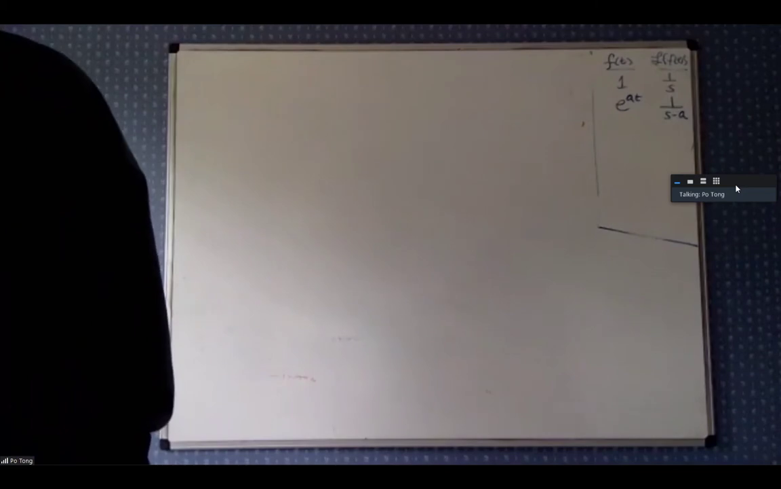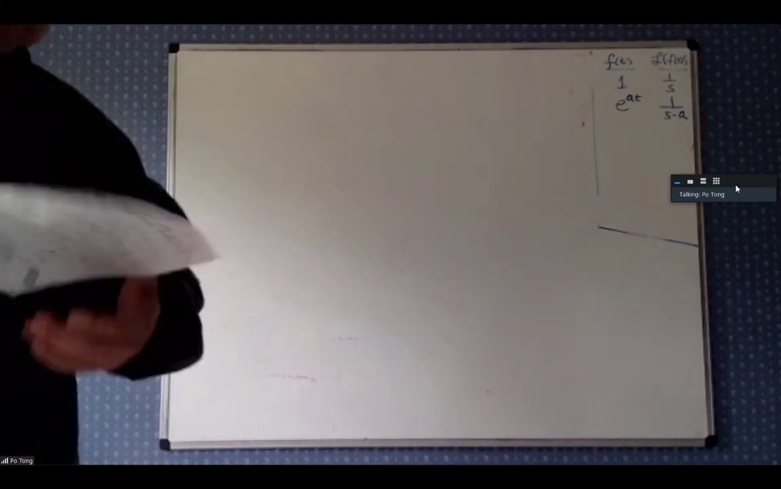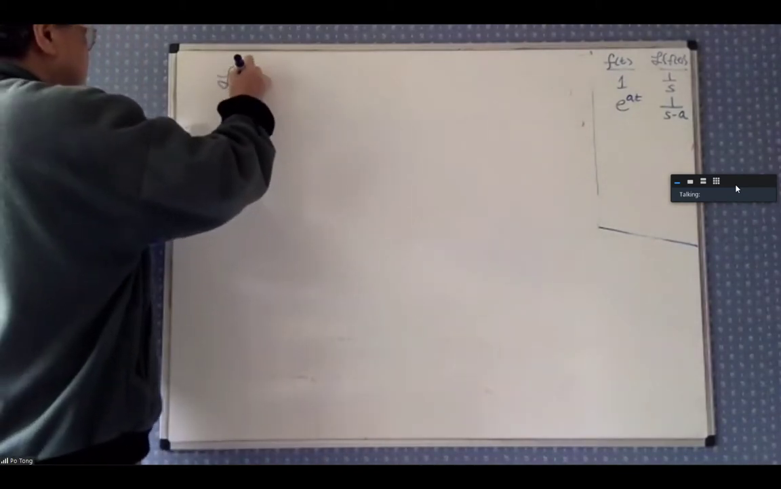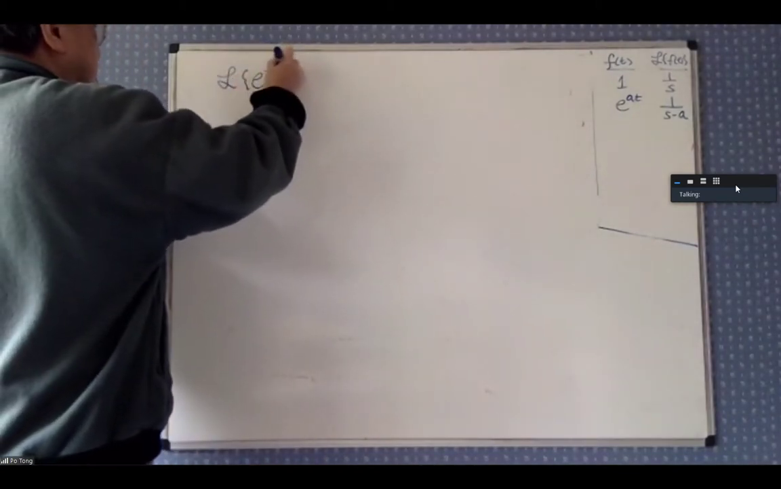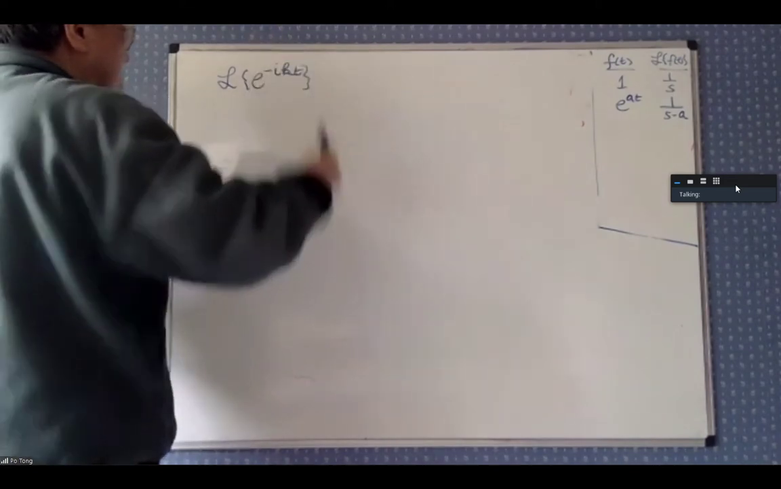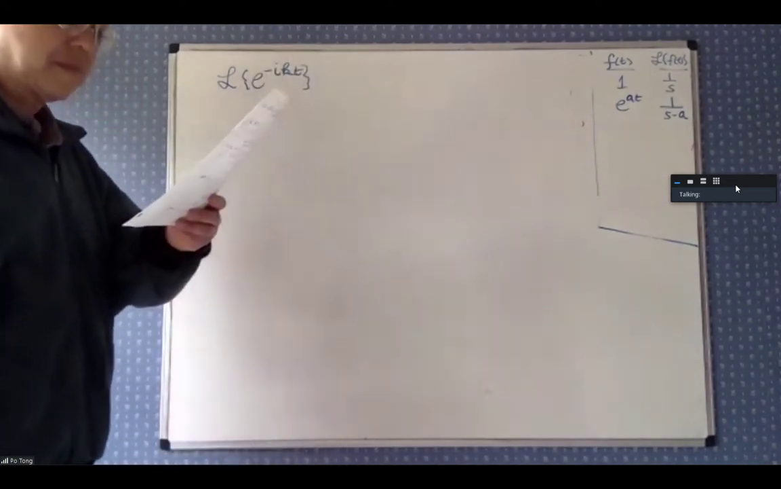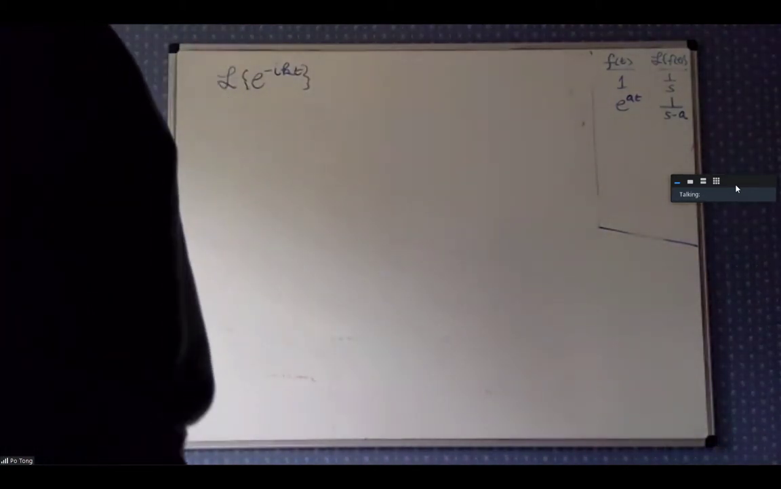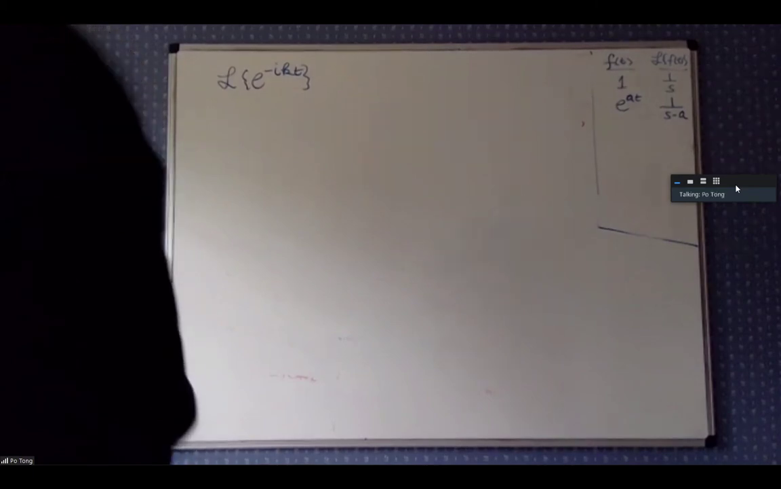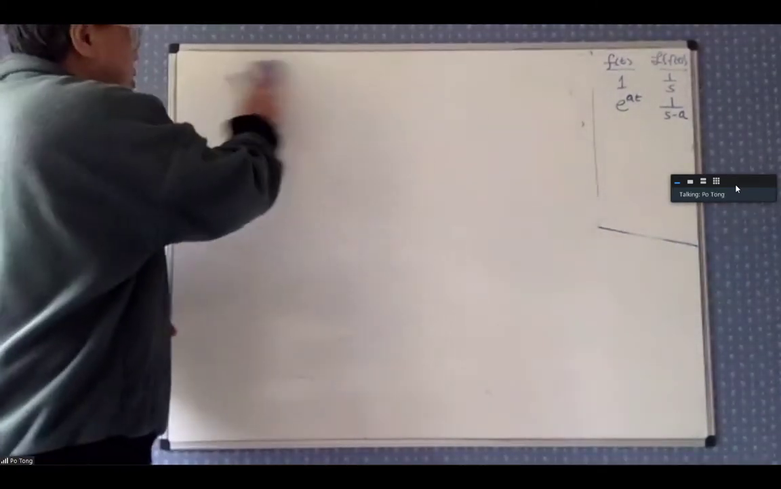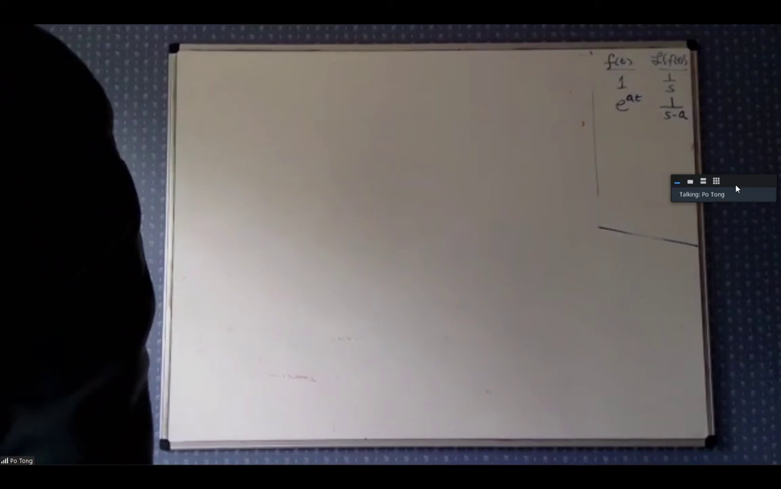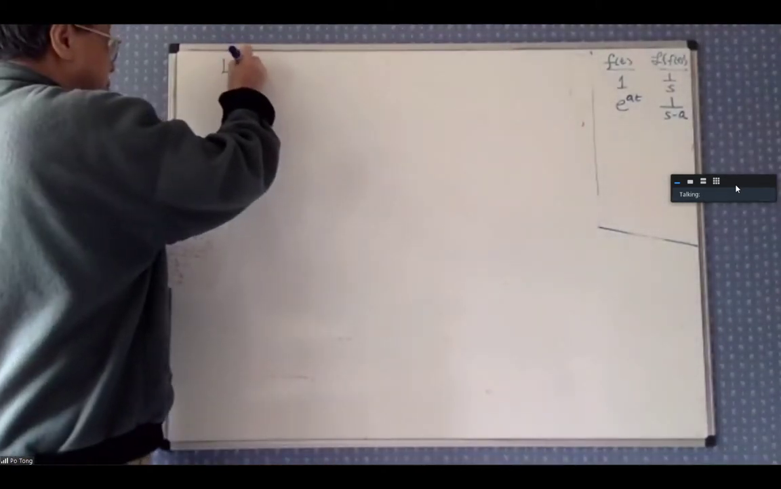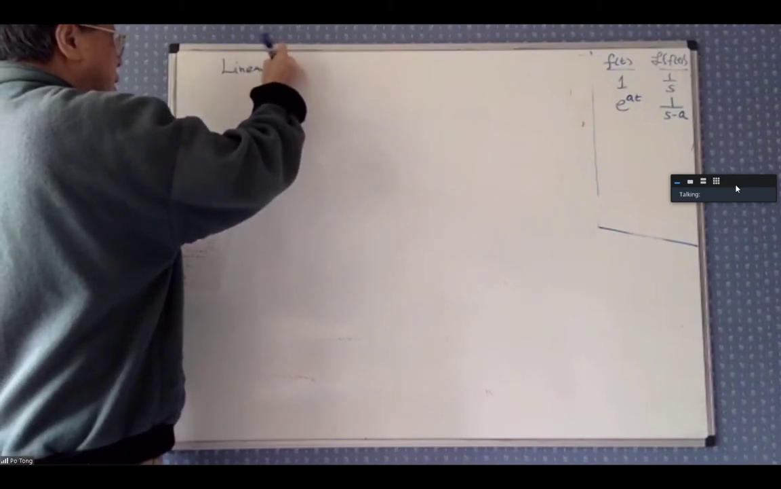The next one is this. Before that, let me do one thing first. I need to do a property. Linearity property.